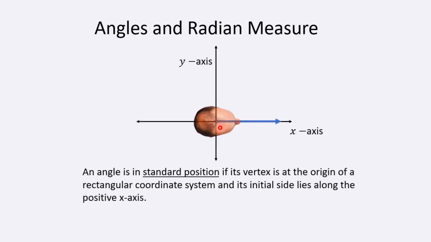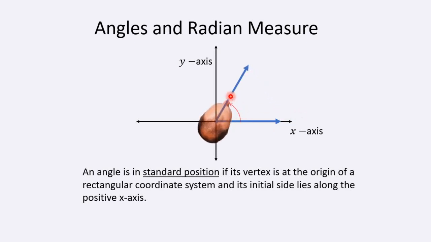When an angle is written in standard position, its vertex is at the origin of a rectangular coordinate system, and its initial side lies along the positive x-axis. The origin has to be where the vertex of the angle is, and the initial side of the angle has to be along the positive x-axis.